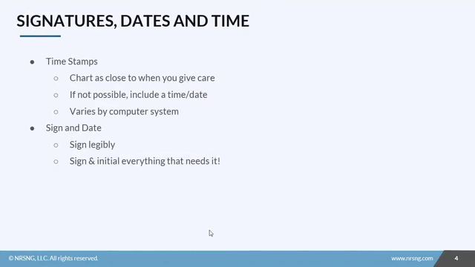When we talk about signatures, a lot of electronic health records have automatic timestamps in them. If your system has it, then that's awesome. But if they don't, then what you want to do is add a time date stamp to when you gave care. And you also want to chart as close to real time as possible, so that we don't have gaps in memory, which will contribute to errors and omissions.